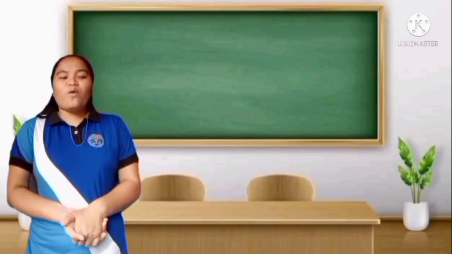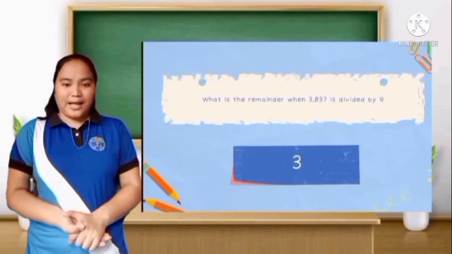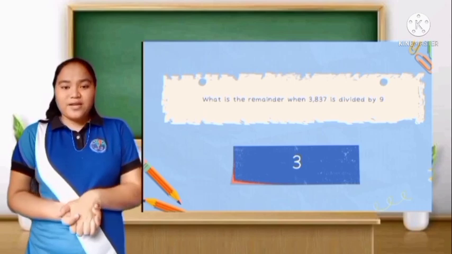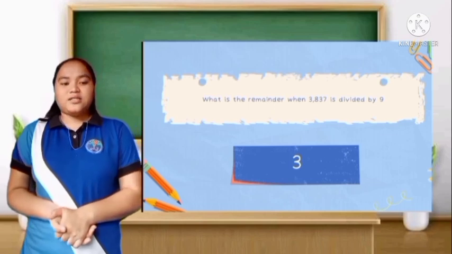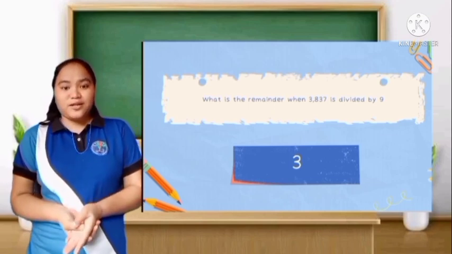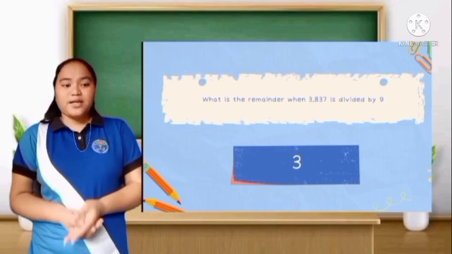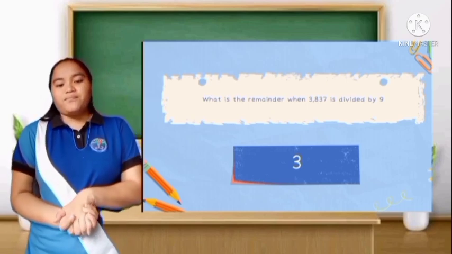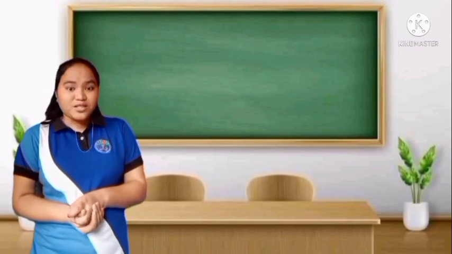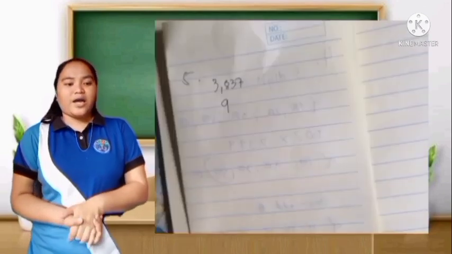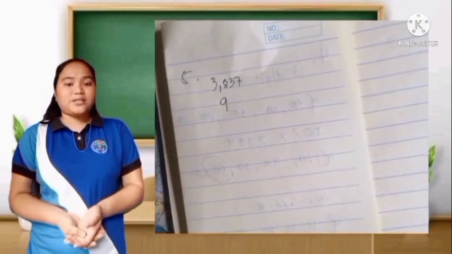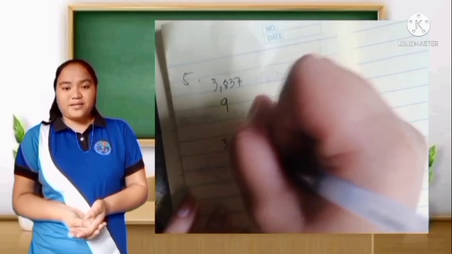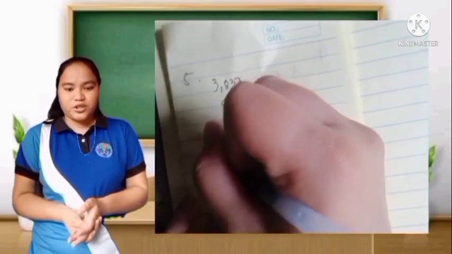Next question. What is the remainder when 3,837 is divided by 9? And the given answer here is 3. So, given na rin, and the solution is also given. We will be dividing 3,837 by 9. So, bago po natin siya computein, first we get the given numbers, 3,837 and 9. So, we will be dividing it using the 1-by-1 procedure.